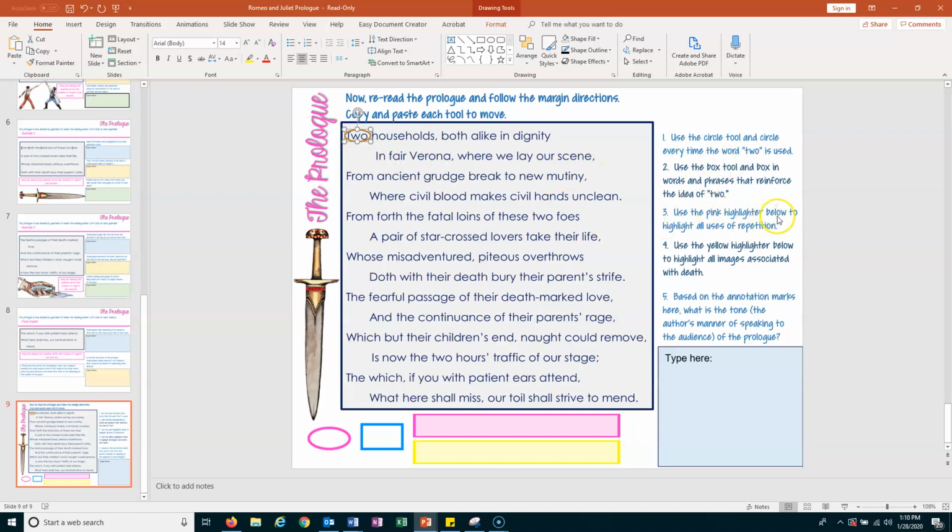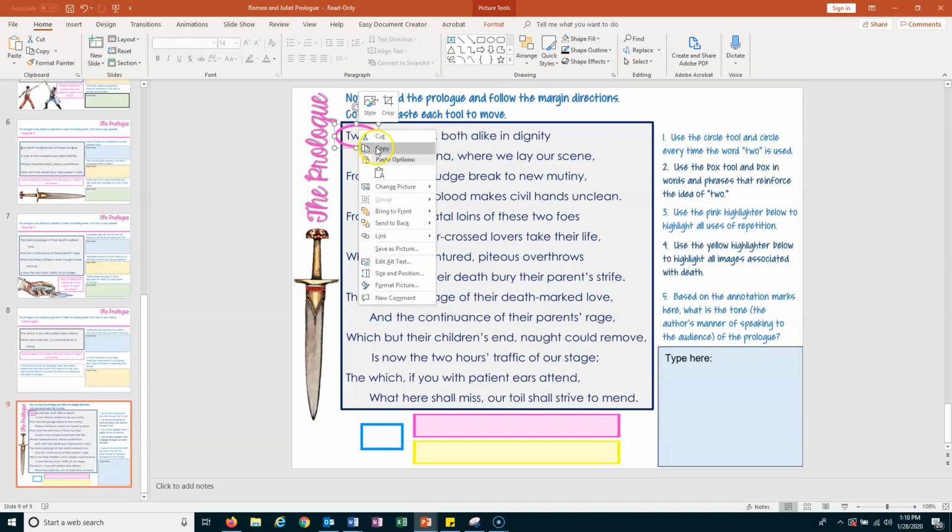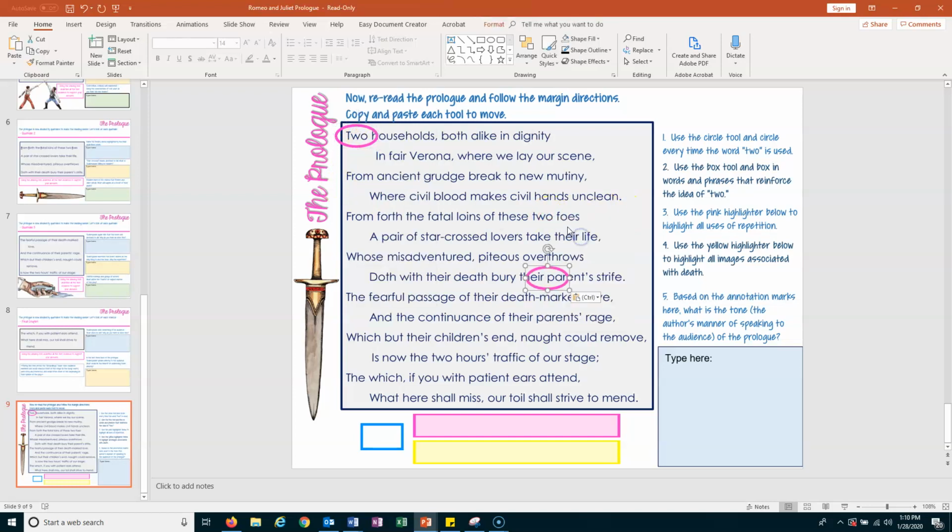Then you're going to use the pink highlighter below, or actually, I totally forgot about this. My goodness. If you want to do it that way, you can. Every time the word "to" is used, they want you to use the circle. To do that, you're just going to copy it and then paste. That makes sense. If you need to use these more than once, you would just copy and paste them.